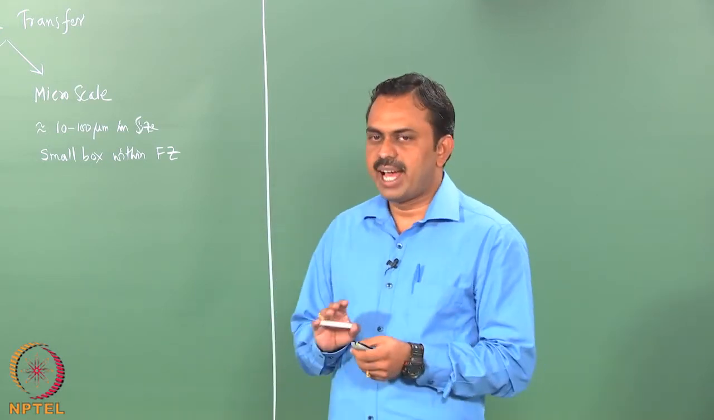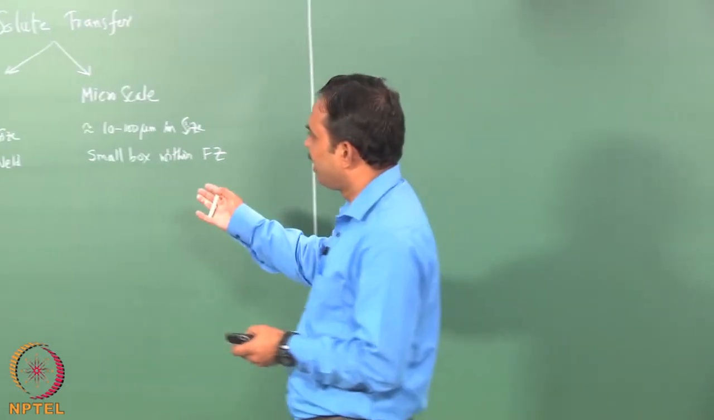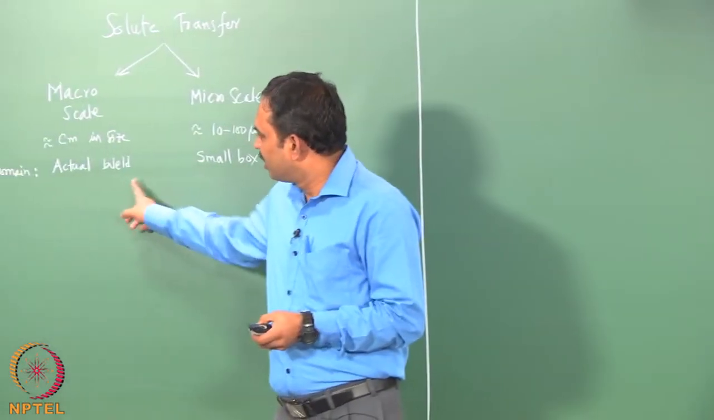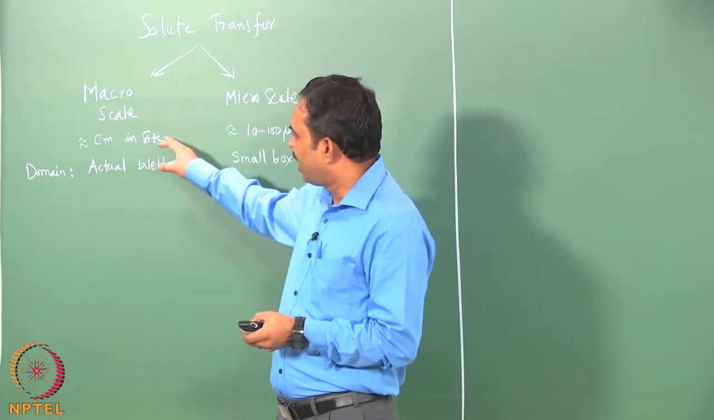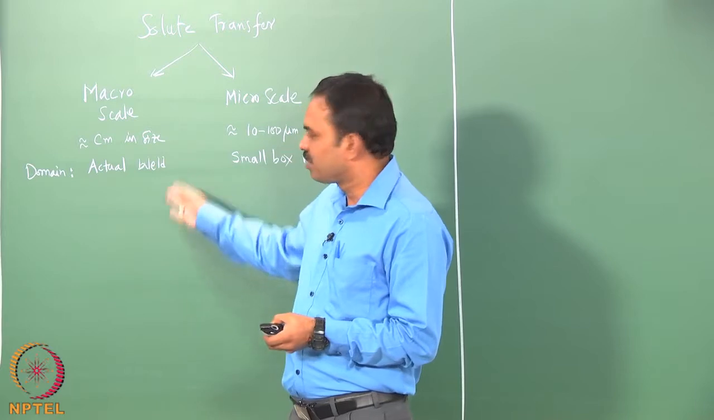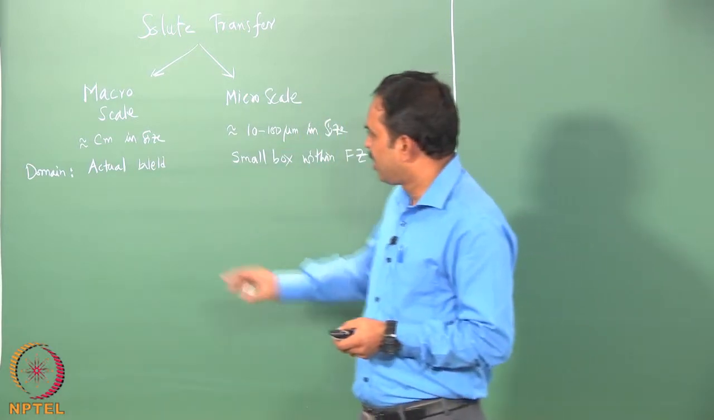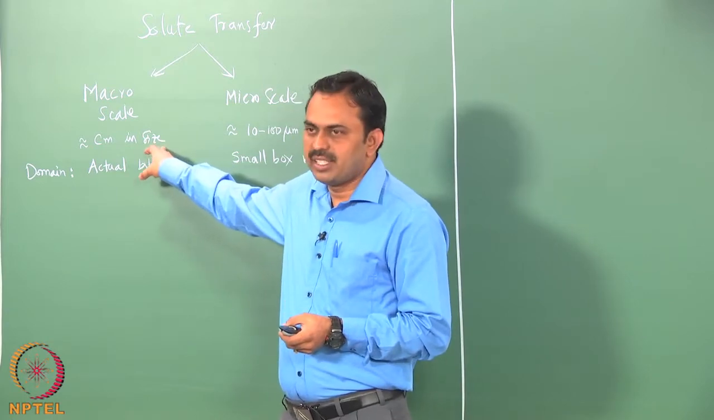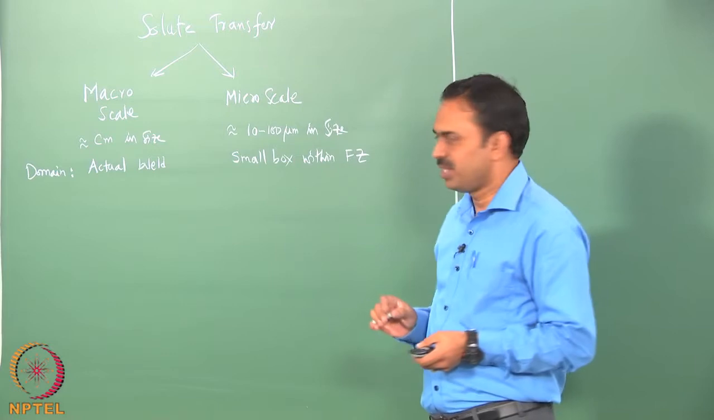So, we will have this lesson divided into two subsections as given here. We will have it discussed in two parts. The macro scale I will take up first, and that will be basically at the system scale, which means the domain is nothing but the actual weld pool itself, and you would have the system size in terms of several centimeters depending upon the actual weld geometry.